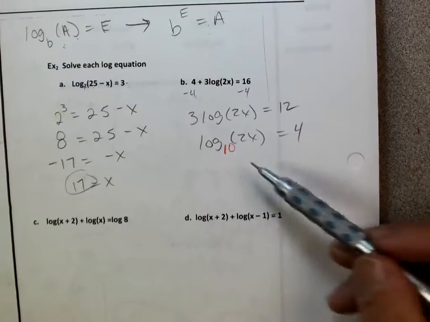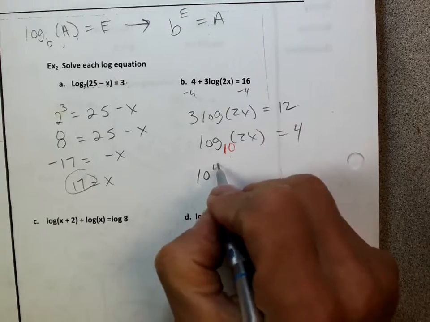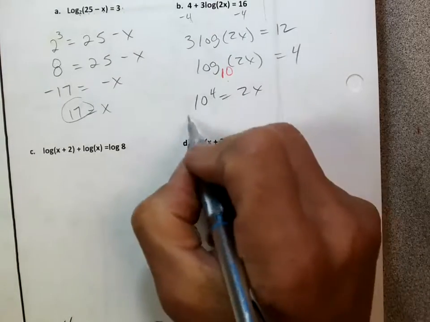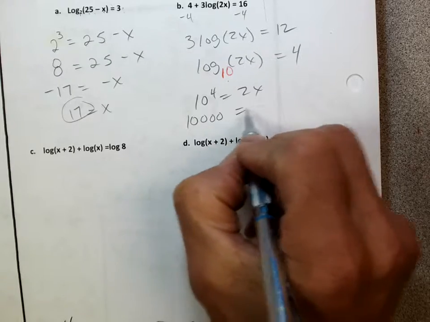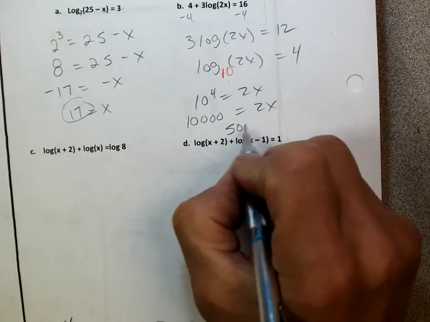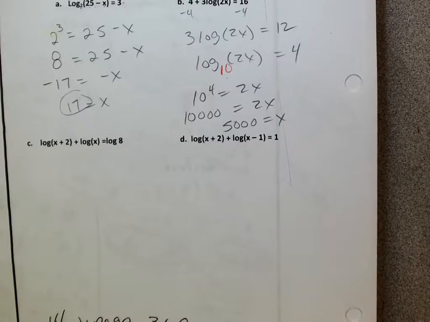Okay, so it's going to be 10 to the 4, right? Equals 2x, right? What's that, 10,000? Equals 2x, right? Divide by 2, what's that, 5,000? Okay. Am I going too fast or am I okay? You're good. Okay. All right, because this is just basically solving, okay?